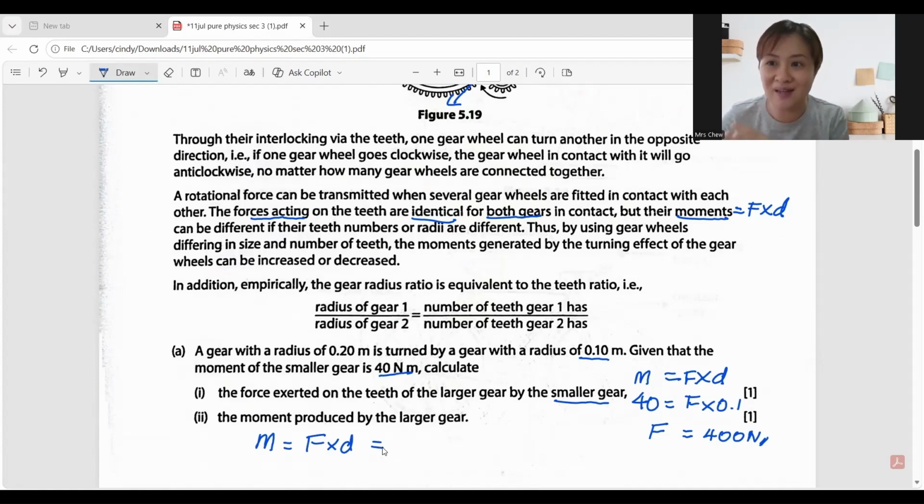That's why you underline. Sometimes the passage is very long, but when you read something like 'what force' or 'constant velocity', these are important information. So the force is 400 Newton times 0.2. So the answer is 80 Newton meter. All right, so that's it for part A.